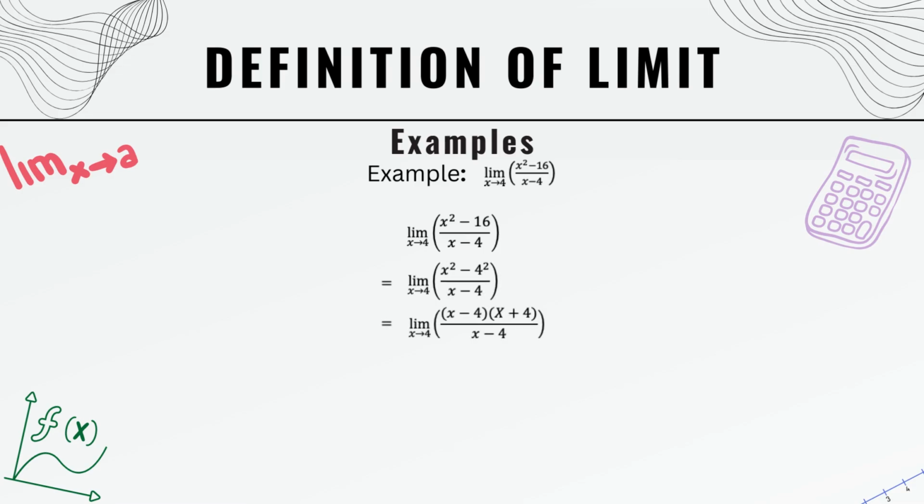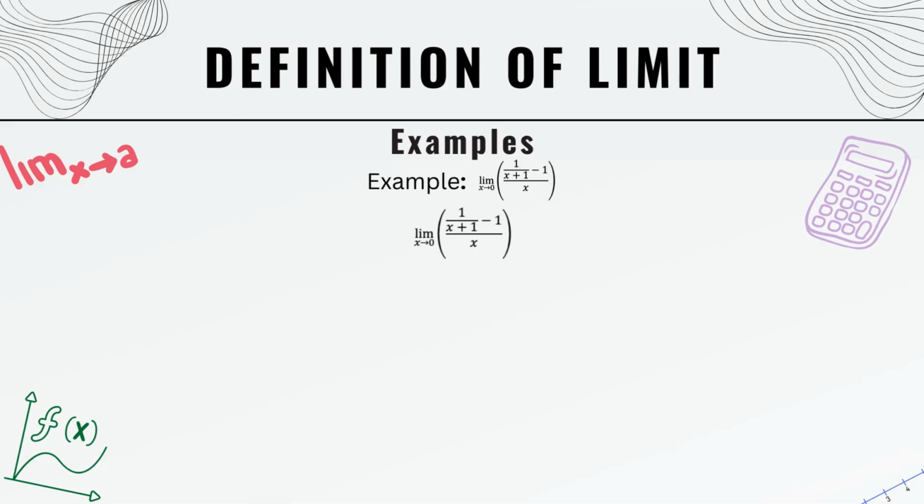This is how I do it. Remember the difference of squares formula? a squared minus b squared equals a minus b times a plus b. We're going to apply it to the numerator. Rewrite 16 as 4 squared. We have x squared minus 4 squared, which is equivalent to x minus 4 times x plus 4. And those x minus 4 brackets will just cancel each other out. And what we end up with is only x plus 4. Now we can substitute 4. And the limit is 8.